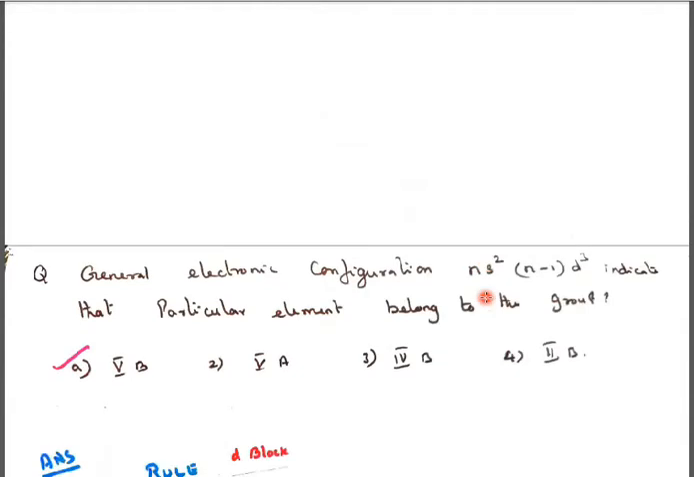Let us see one example. The general electronic configuration ns2 (n-1)d3 indicates that the particular element belongs to which group? Here s is 2 and d is 3, so 2 plus 3 is 5. So definitely it belongs to the fifth group. But in the question, 5A as well as 5B are given. A means 3A to 7A, the p block elements, while 1B to 7B are d block elements. So the d orbital definitely means 5B.